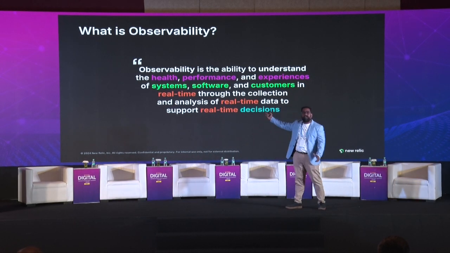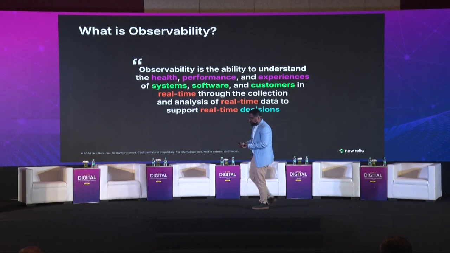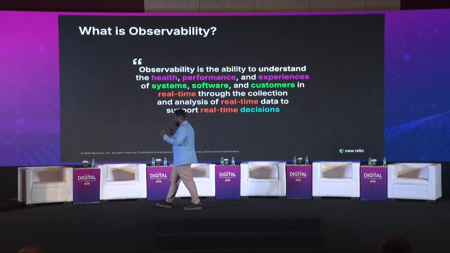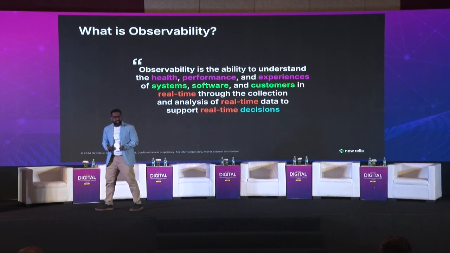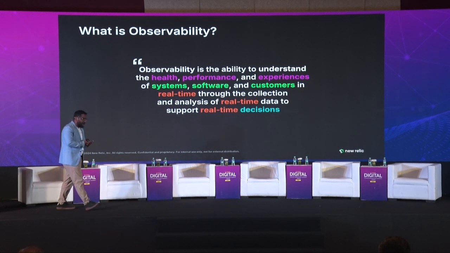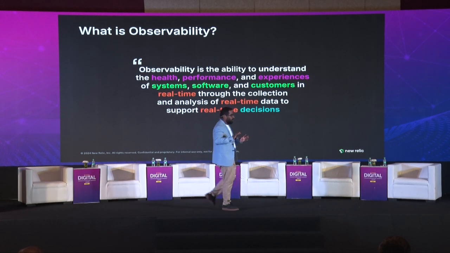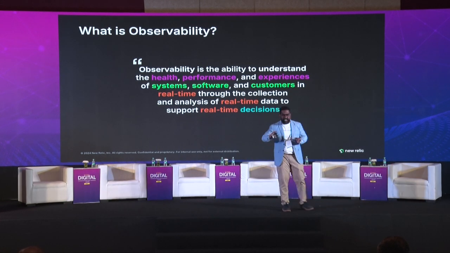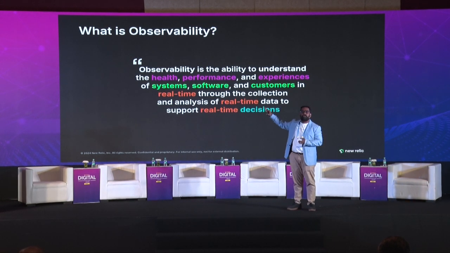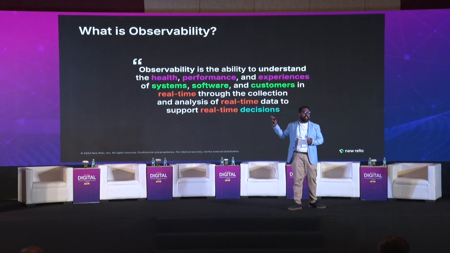Now, if I have to define what observability is, the way we define it at New Relic, observability is a way to measure your health, performance, and experience of your systems, applications, and customers in real time to give you real-time insights. Now, forget about the definitions. There are 3 keywords that I want you to focus on. What differentiates monitoring from observability is, if you see, experiences, customers, real time.